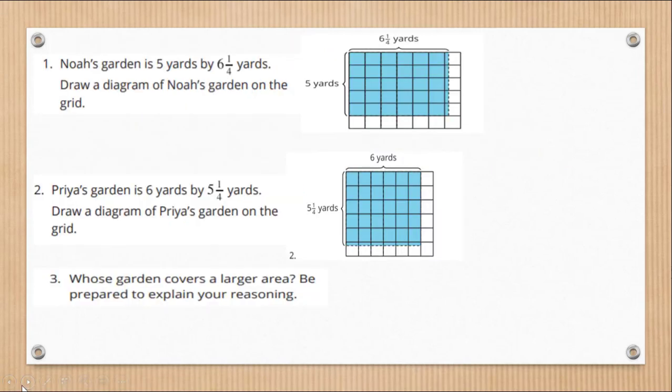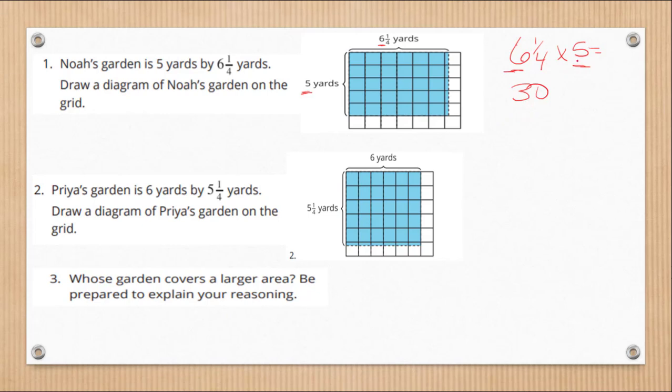All right, let's look at our problems here. Okay, so Noah's garden is 5 yards by 6 1/4 yards. Draw a diagram of the garden on the grid. Okay, so here's our diagram. So we have length 6 1/4 times our 5. Okay, so what we can do here is I can multiply my wholes first. I can do that. That's going to give me 30.